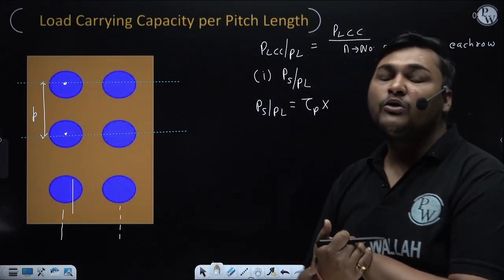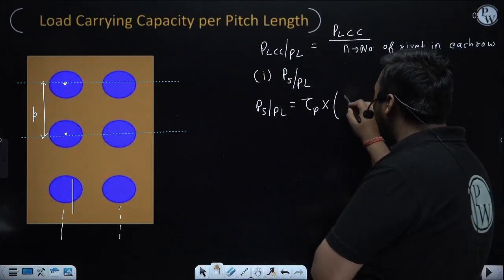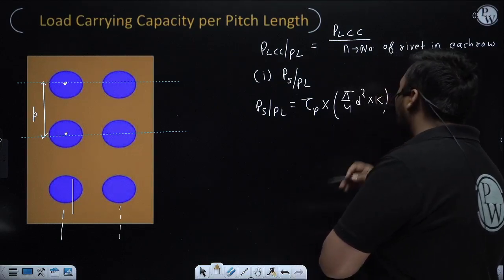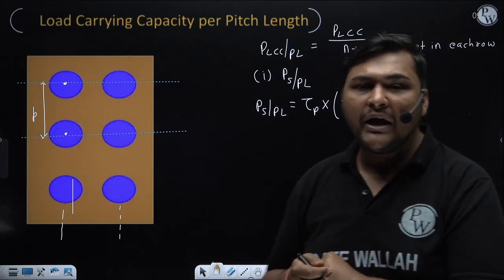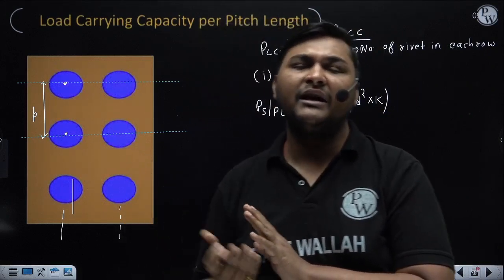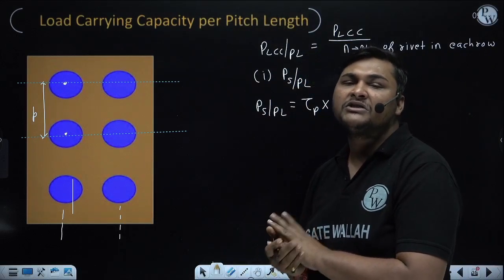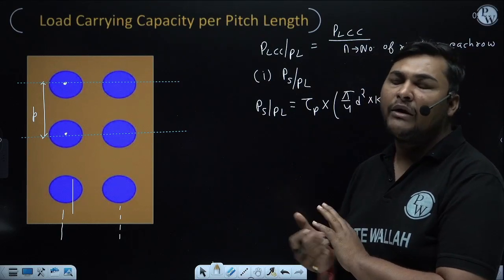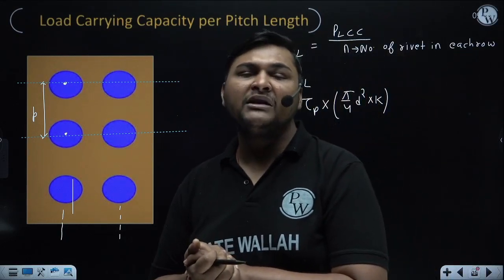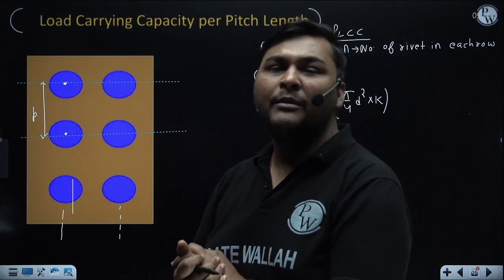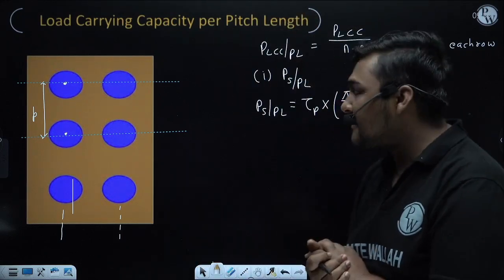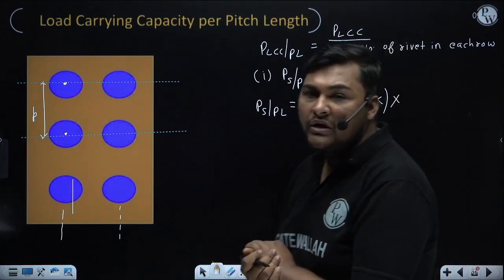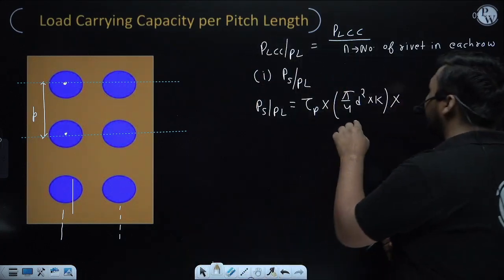Now, what is the formula to calculate the shear area of one rivet? It is pi by 4 d square into k, where the value of k is 1 for single shear and 2 for double shear. If it is a lap joint or single strap butt joint, one rivet is subjected to single shear, so k is 1. If it is a double strap butt joint, it is subjected to double shear, so k is 2. Same expression.